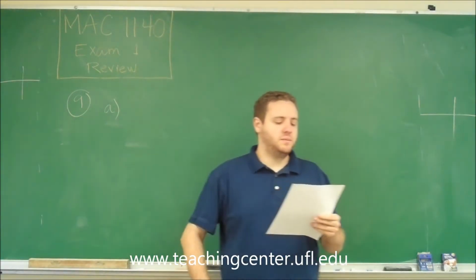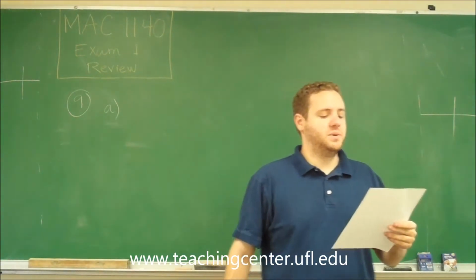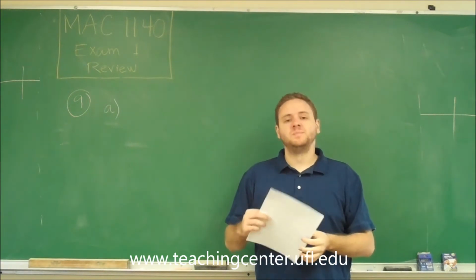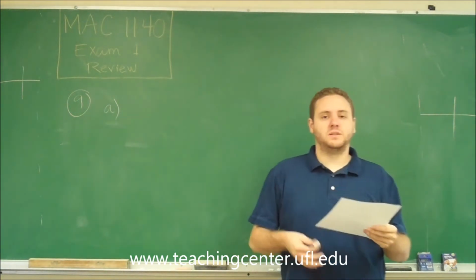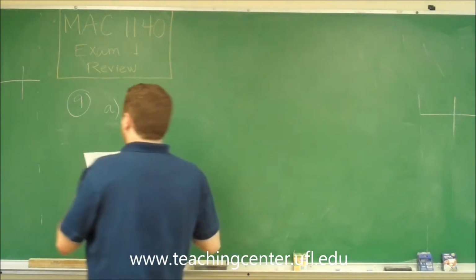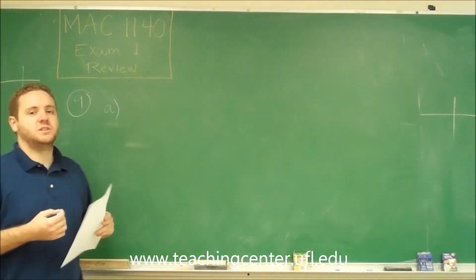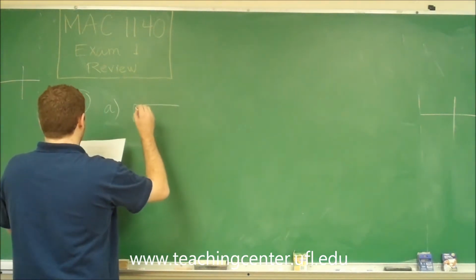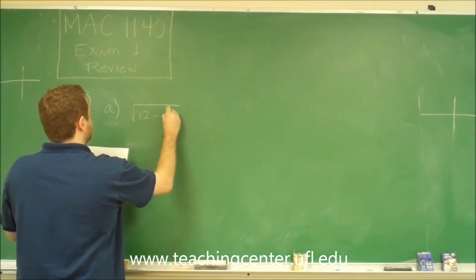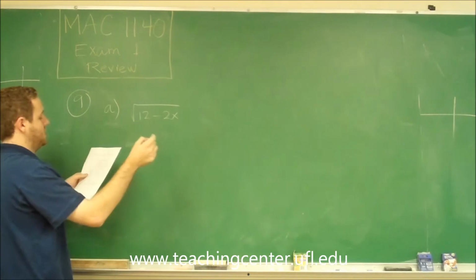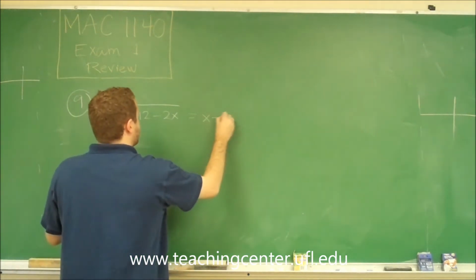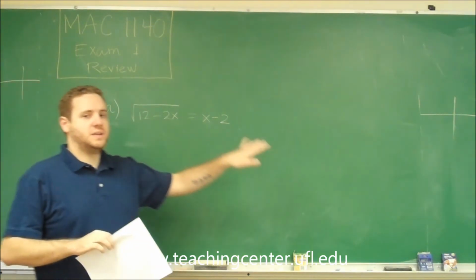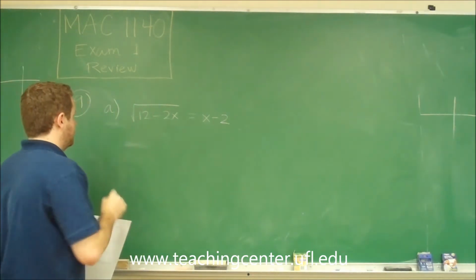Alright, in number 9, we have equations that deal with square roots. So in order to solve these, you always want to get the square root term on its own side of the equation. So for letter A, what we want to do to rearrange this is just subtract the 2 to the other side so that we get 12 minus 2x under the square root on its own side equals x minus 2. Now since the square root is on its own side, we can just square both sides.